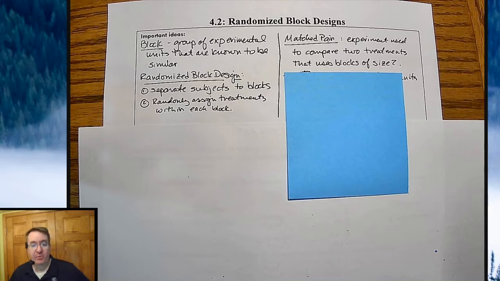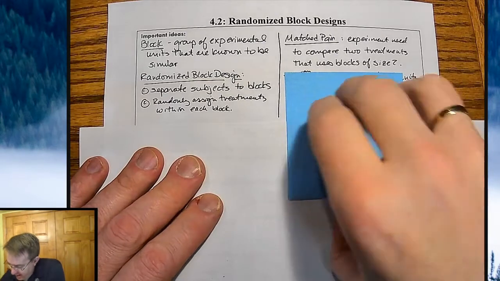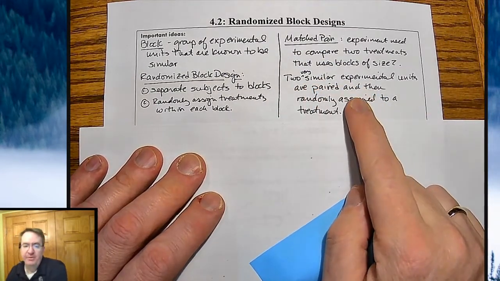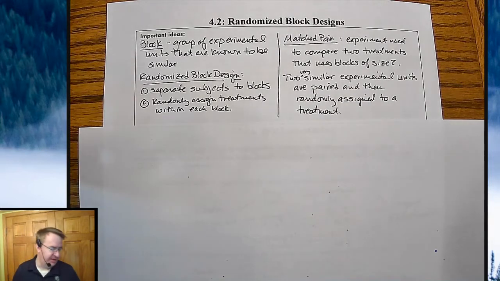That's also part of the reason why you didn't see the diagram for it. We wrote it out because otherwise you'd have to break up 15 different ones. It's pandemonium. So two very similar experimental units are paired, and then they're randomly assigned a treatment from within that pair.